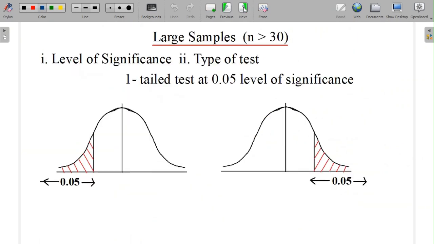Now, what happens if we make another change? What happens if we go for a one-tailed test at 0.05? So this one-tailed test could be a left-tailed test or a right-tailed test. For the right-tailed test, the critical region is along the right extreme, and for the left-tailed test, we have the left extreme. And the area of the critical region is 0.05 in this case.